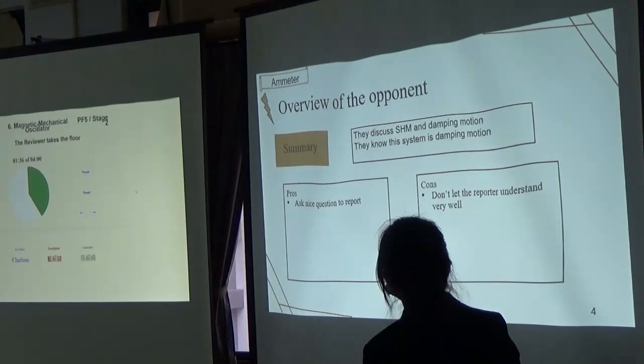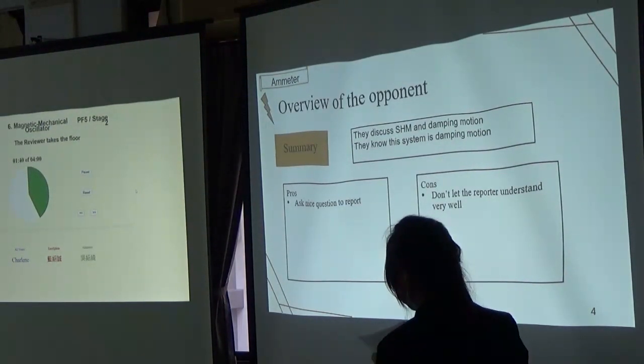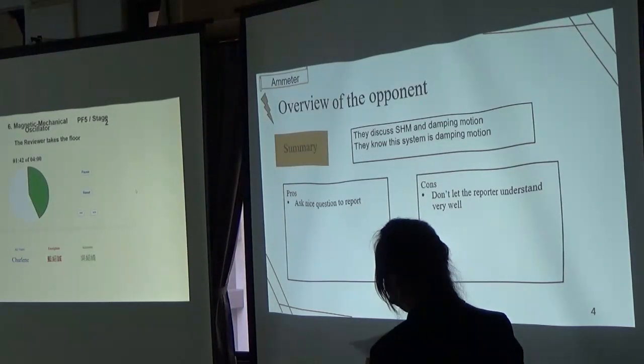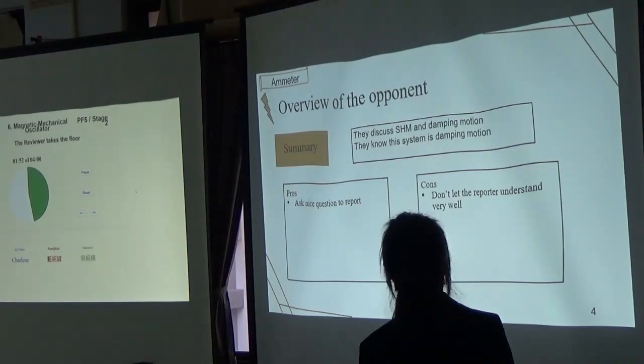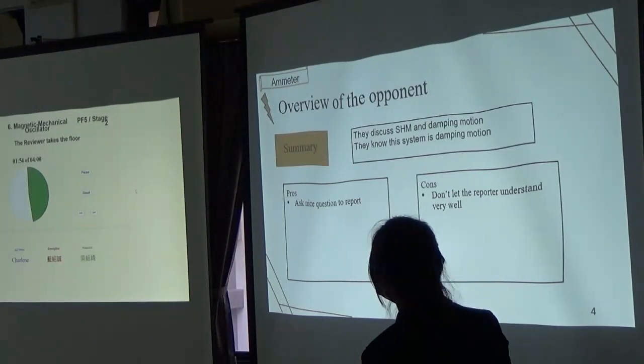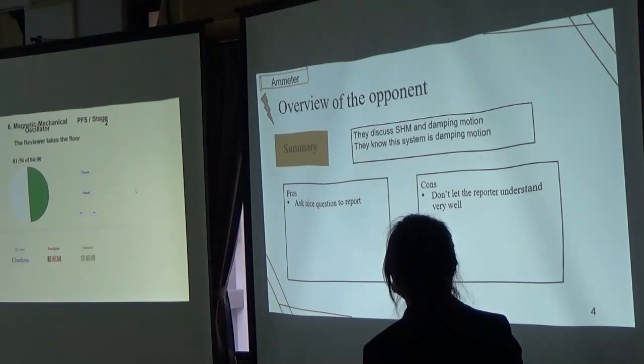And here is the overview of the opponents. The distance between the two springs is called the repellent force, and the reporter didn't define it. The process asked the reporter next, and the concepts don't let the reporters understand very well.